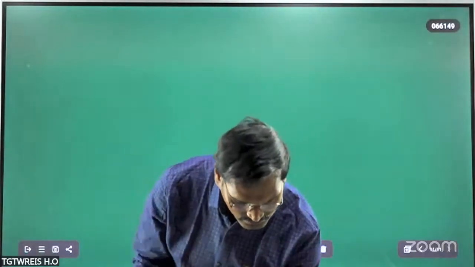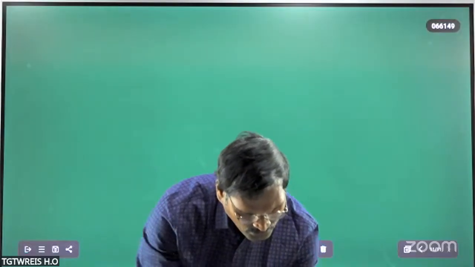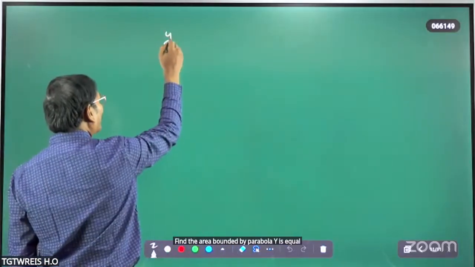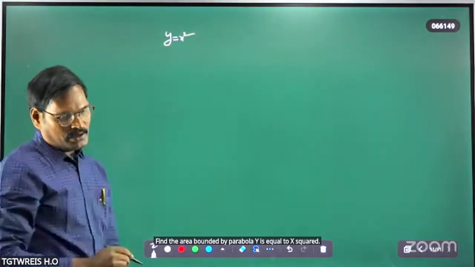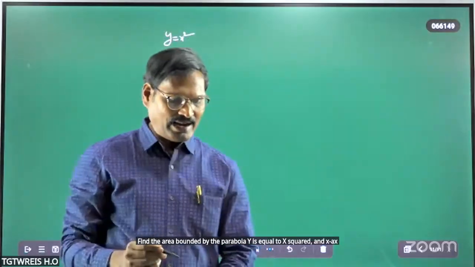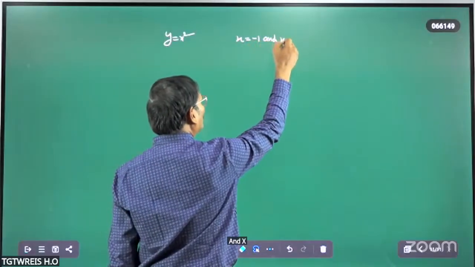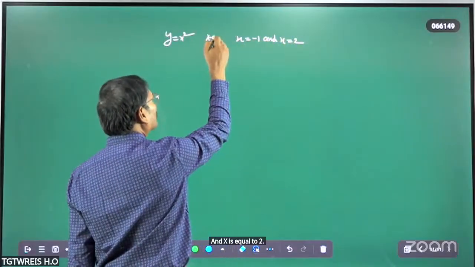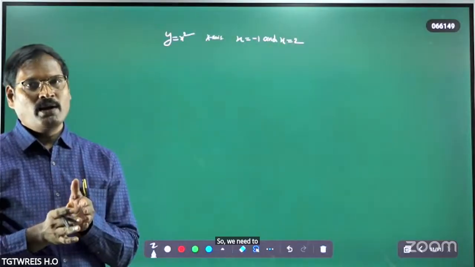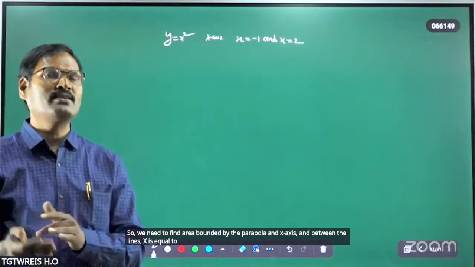And next problem is: find the area bounded by the parabola y is equal to x square, the x-axis, and the lines x is equal to -1 and x is equal to 2. So we need to find the area bounded by the parabola and x-axis and between the lines x is equal to -1 and x is equal to 2.